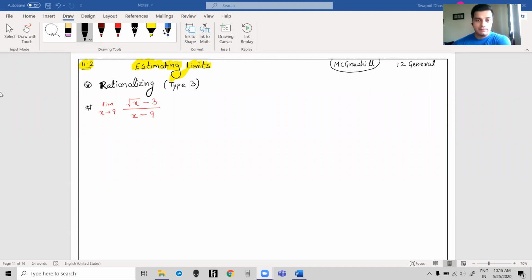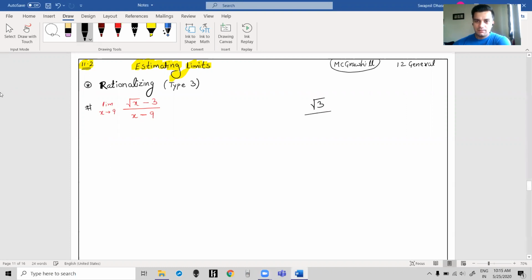I'm going to show you type 3 now of estimating limits. How do we find where the function goes when the variable x tends to a value? This type is about rationalizing. So rationalizing is a process. For example, I think action speaks louder, so I'll just show you that.